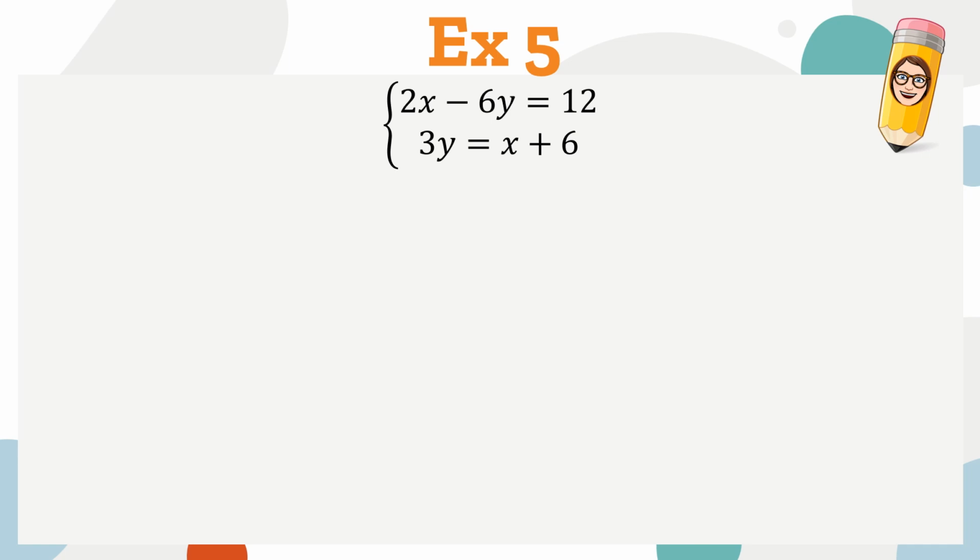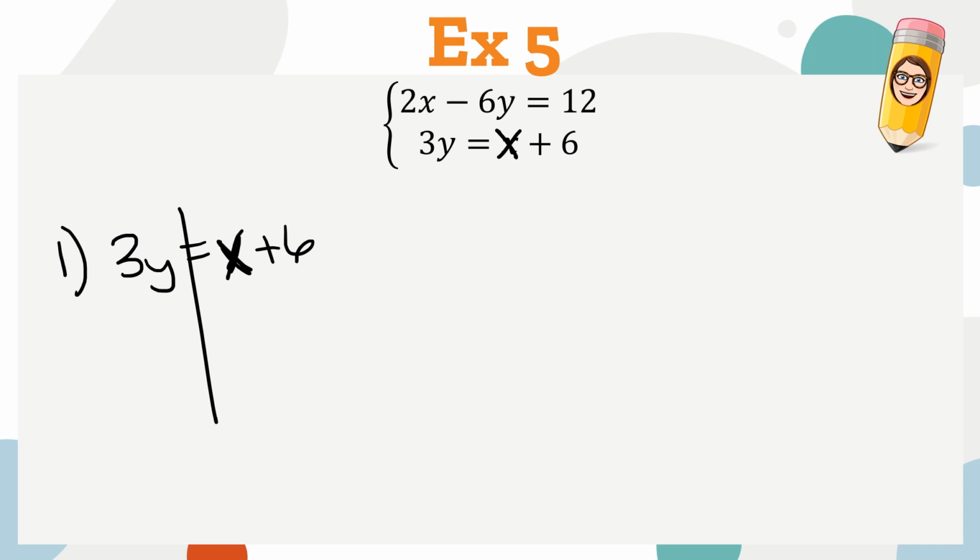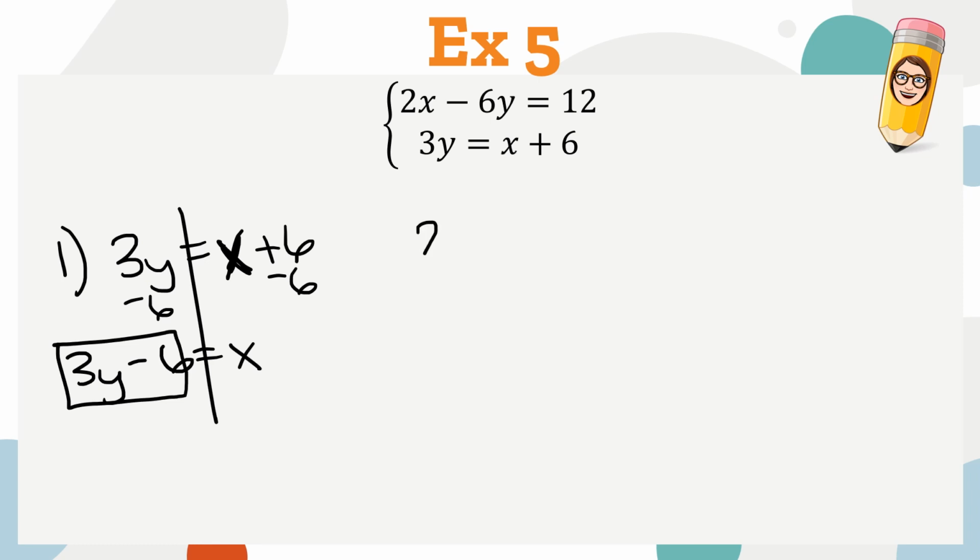Example 5. Step 1. I think that this x looks the easiest. So I'm going to write the second equation, but I'm going to solve for x. I'm just going to kick this 6 over. So 3y minus 6 equals x. There's my box.